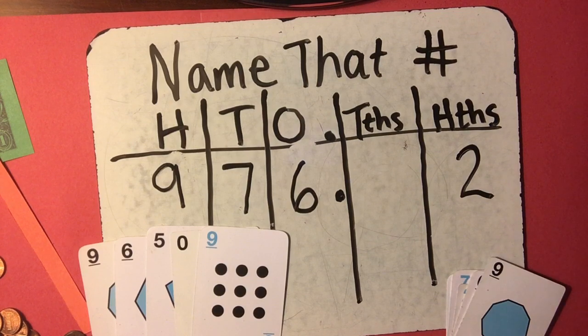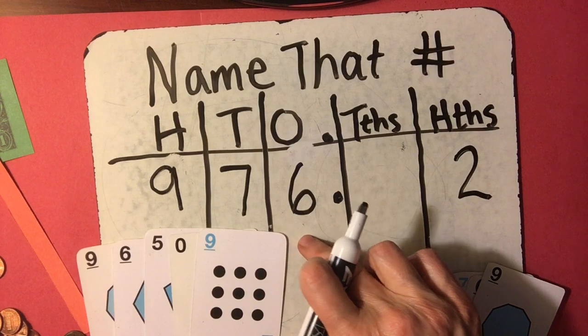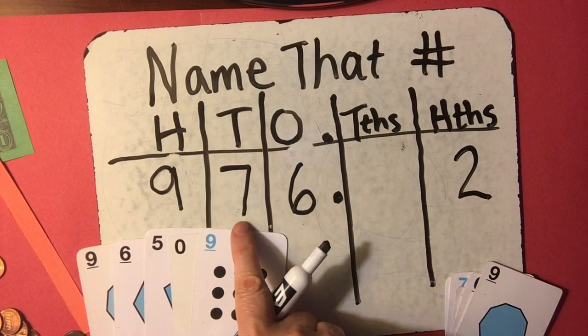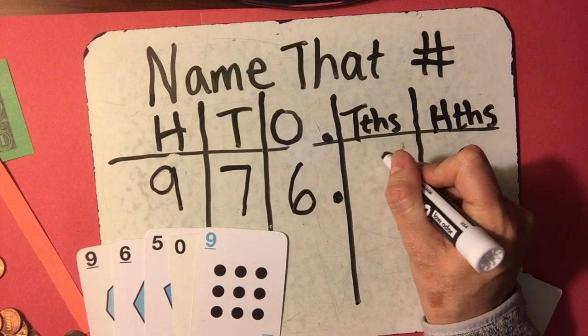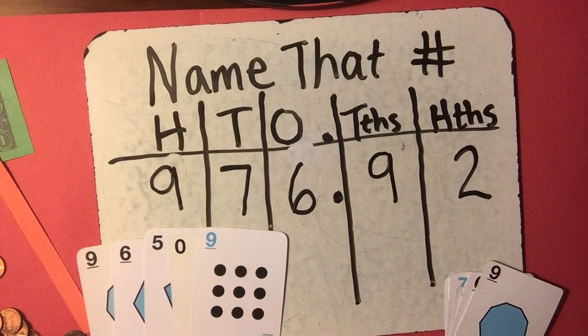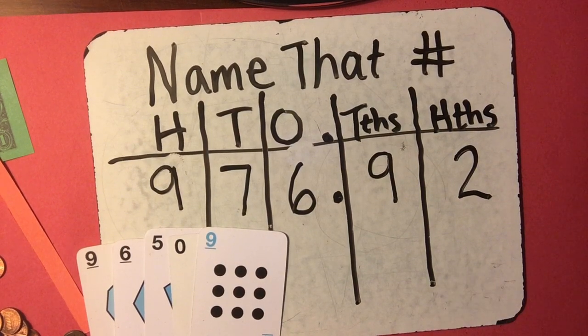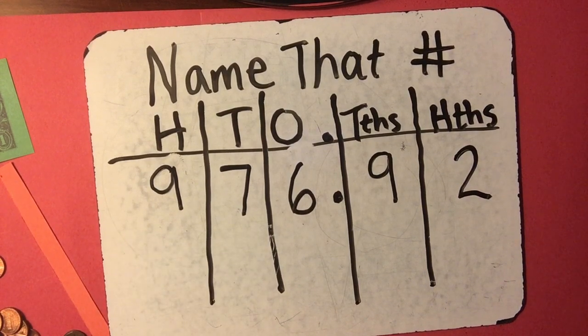Here's my final number. Now, if I had put my 6 here, I could have put my 9 there. Or if I put my 7 somewhere else, I could have put my 9 there. You just never know. Some of this is skill, and some of this is what cards you get. So my final number is 976 and 92 hundredths. Now, I would like you to post your game that you played against me on Padlet, because I would like to see how you did with those cards.